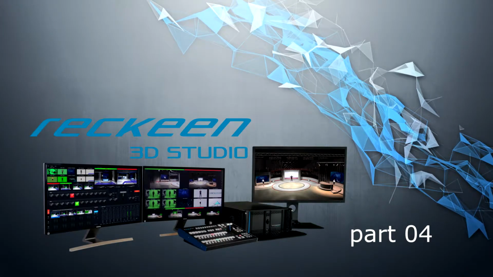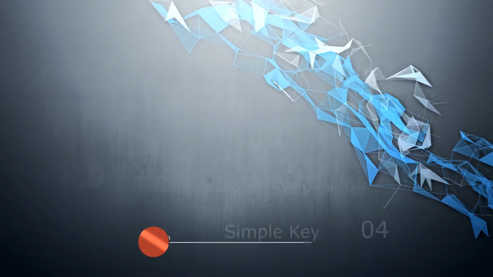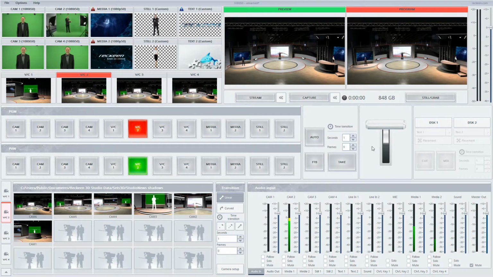Greetings! Today I'm going to show you Key system and its 3D production module. Simple Key. You will learn how to key an image. We will key a live signal from the first camera, Cam 1.